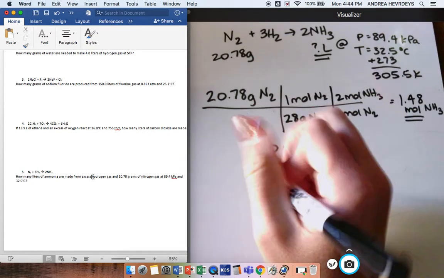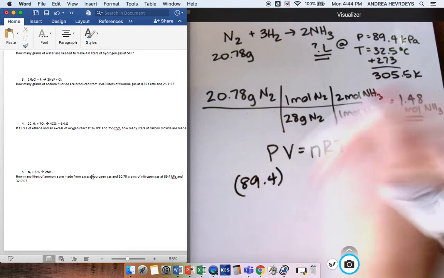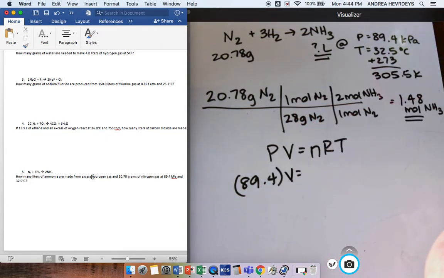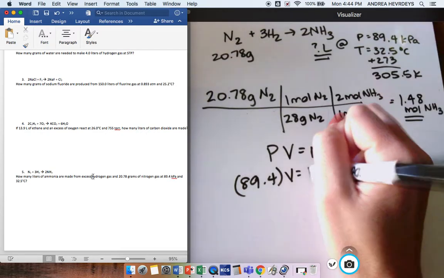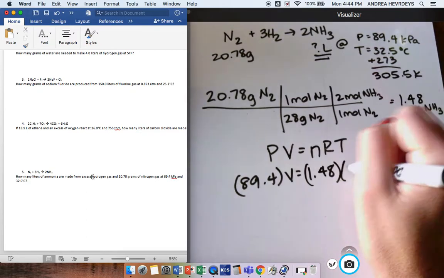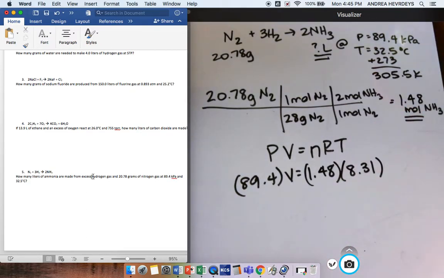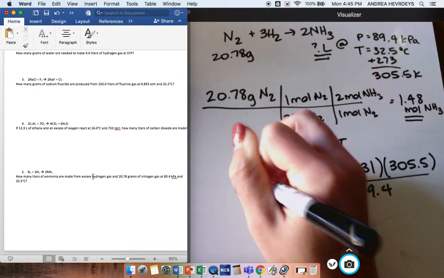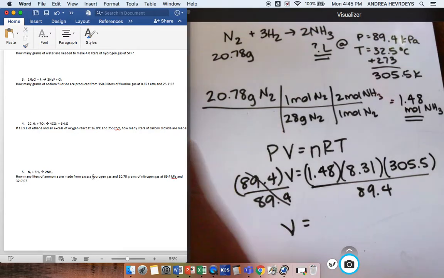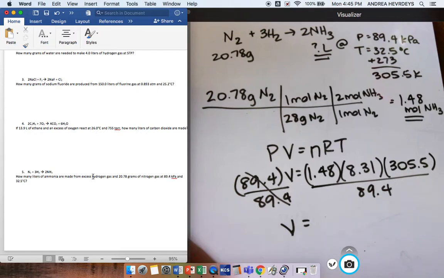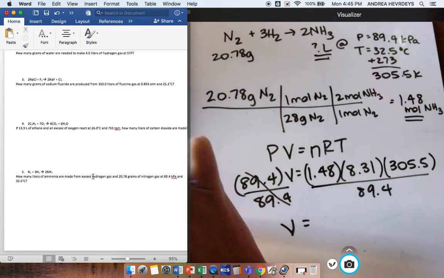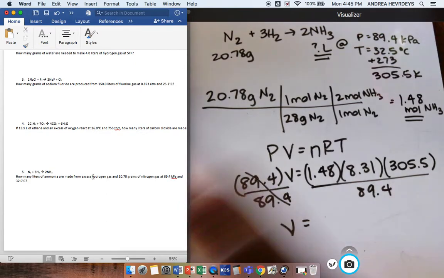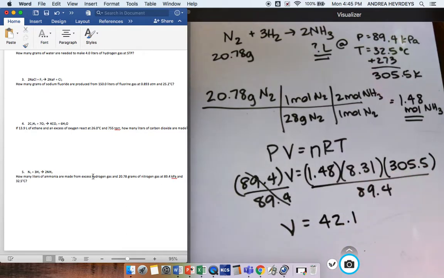So in this situation, my pressure is 89.4. I'm going to keep it in kilopascals. I'm just going to change my R value. There are 2 R's on your yellow sheet, 1.48 moles, and I can just change my R to be 8.31. This is the one on the back of the periodic table, not the AP, the pre-AP yellow sheet. 305.5. So I'm going to divide by 89.4 on both sides, and that will give me a volume of 1.48 times 8.31 times 305.5 divided by 89.4. So that'll form 42.145.